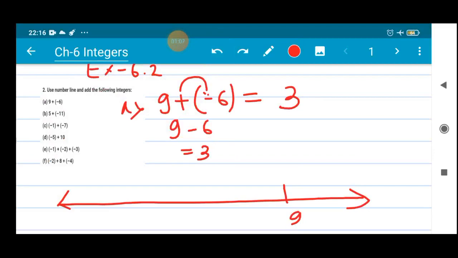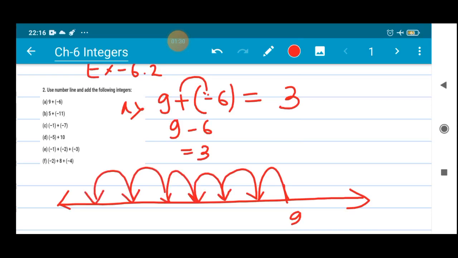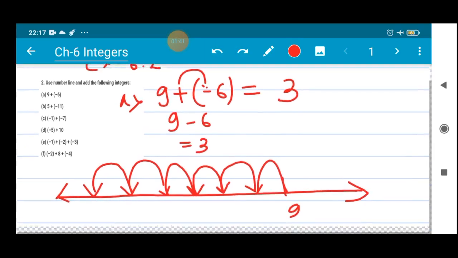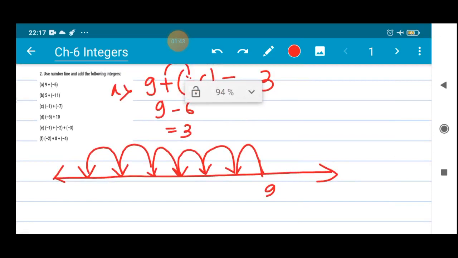Now with the help of the number line we will proceed to the left hand side, because we have to subtract minus 6. It's very important, as I discussed in our last class also, that the arrow should be mentioned, right? So this is the first step, second, third, fourth, fifth and sixth. Why are we moving back? Because we are subtracting minus 6. If you are adding something, then you move towards the right hand side, but whenever you are subtracting, you will be moving towards the left hand side.